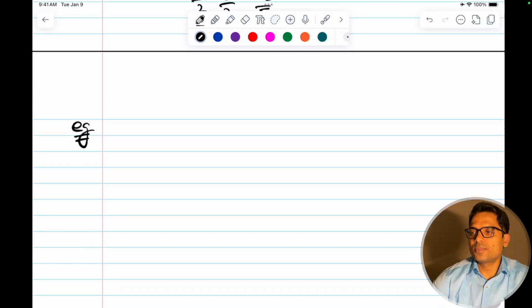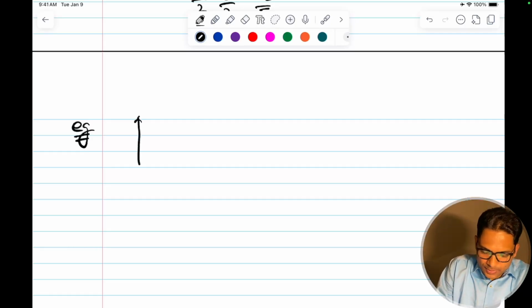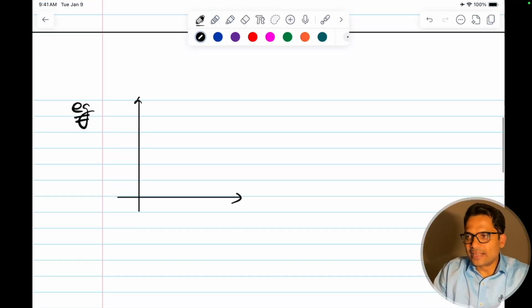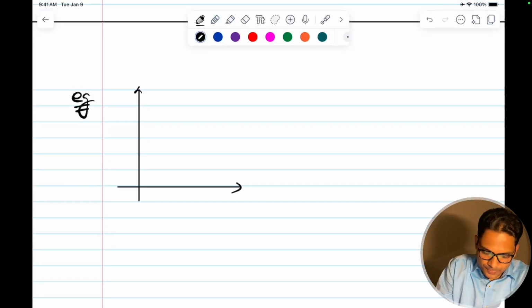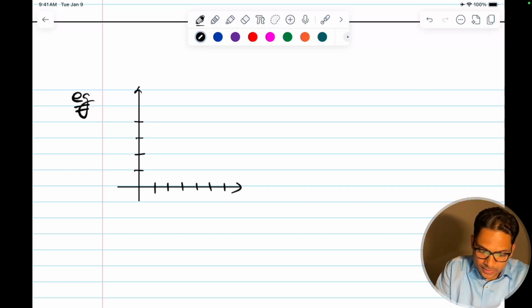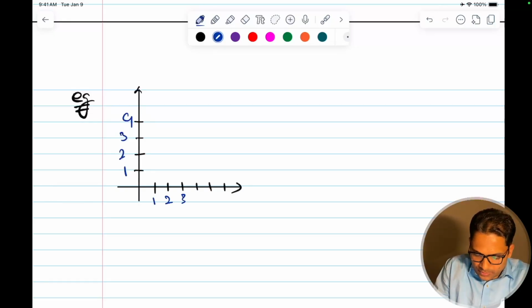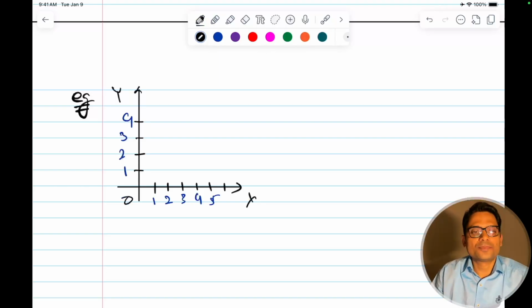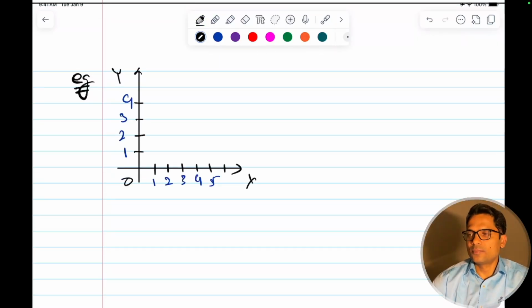So we have another example. Say for example, we have a rectangle this time. 1 2 3 4 5 6, something like this. Okay, 1 2 3 4, 1 2 3 4 5, like this. So this is your y, x, 0. So that's why coordinates are very important to understand. And we have, say, an equation.